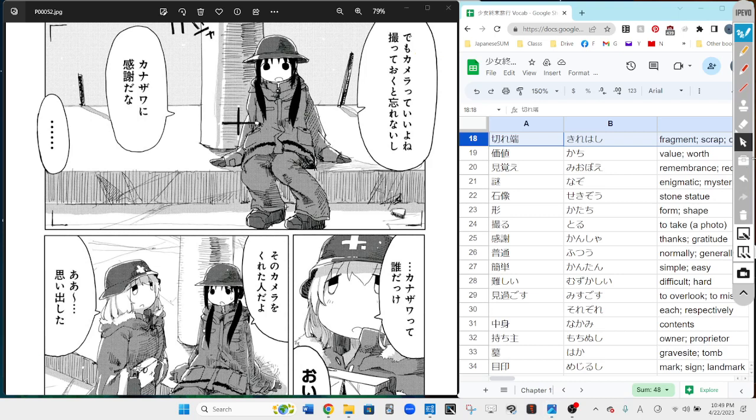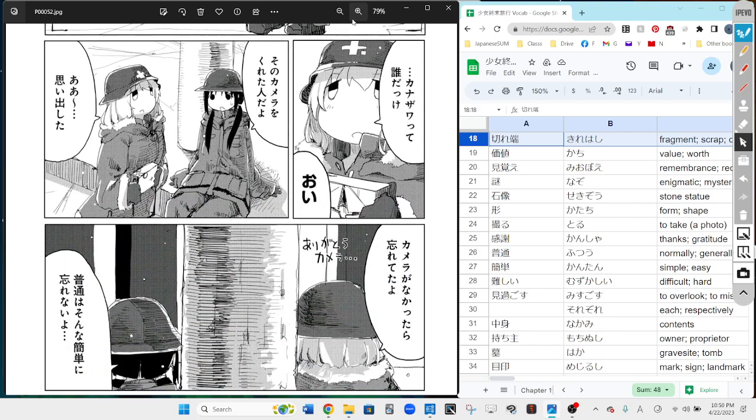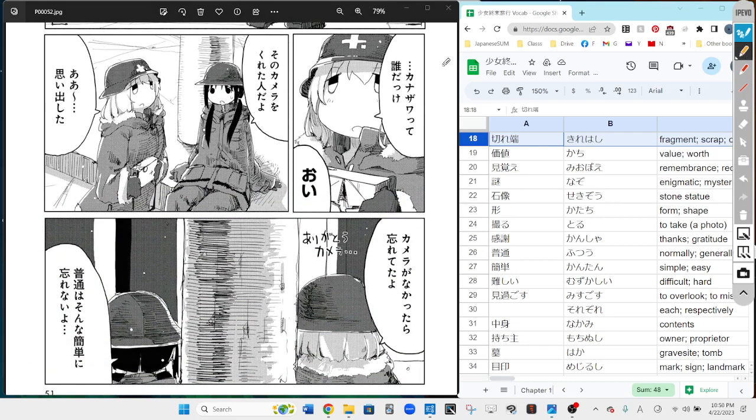Demo kamera te ii yo ne. Totte oku to wasurenai shi. Kanazawa ni kansha da na. So, but this camera is quite nice, isn't it? If you take a picture, you won't forget it after all. And she is like, what is a proof why it's nice. And then the other character says, you should be thankful to Kanazawa. And the next four bubbles, the two panels, are going to go to Anthony.